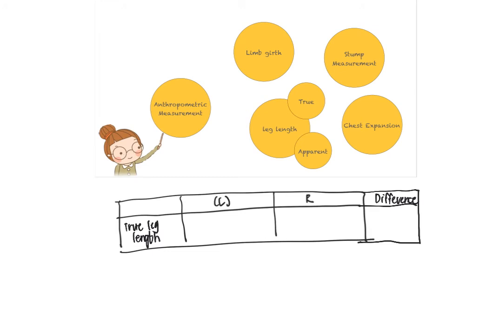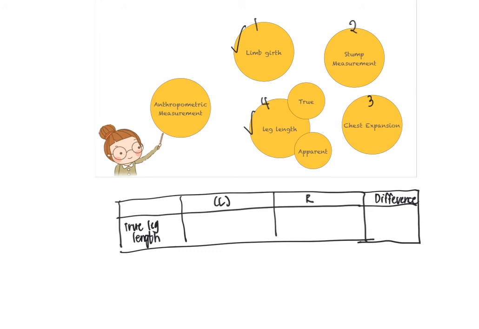Okay, for the anthropometric measurement, I actually have a lot under it. So you have limb girth, stump measurement, chest expansion, and then the leg length. So for MSK1, I think we're only going to focus on limb girth and the leg length kasi you have a separate course for stump measurement for amputated patients or amputees, and chest expansion will be discussed in another course naman. Okay, so for the leg length, you have two types, the true and the apparent leg length. So how do you tabulate your findings?